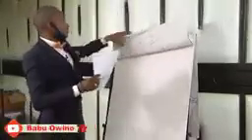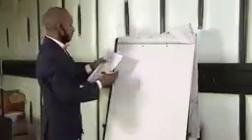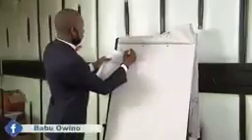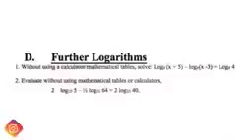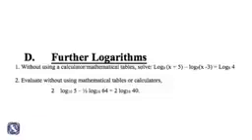We go to the next question. And the next question, number 8: you are told to evaluate without using mathematical tables or calculators. So you are told to evaluate 2 log 5 to base 10 minus a half log 64 to base 10 plus 2 log 40 to base 10.